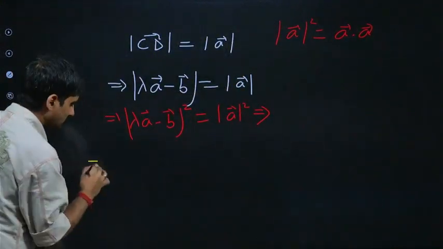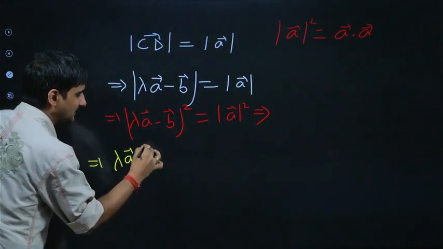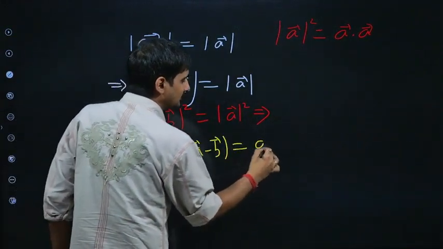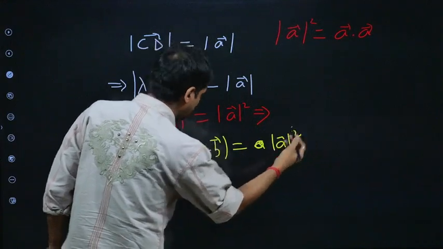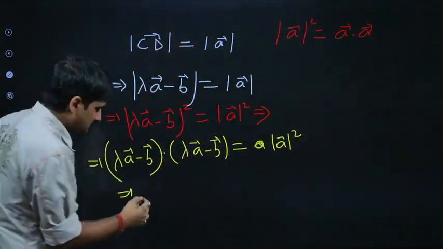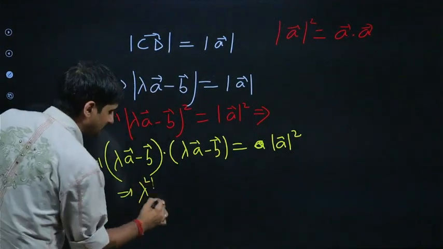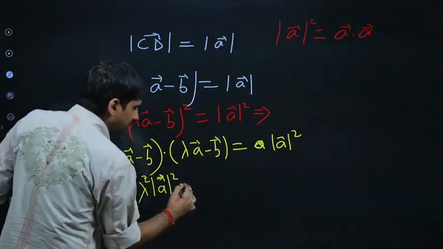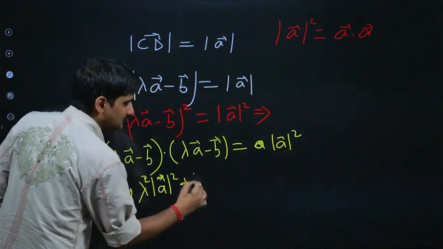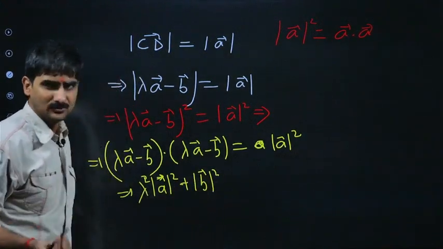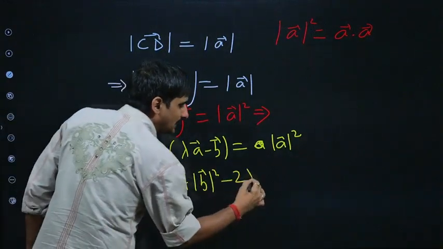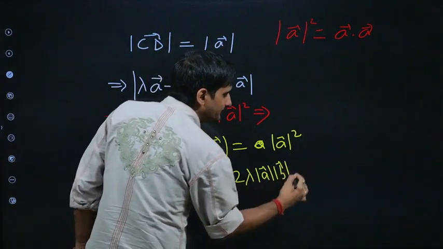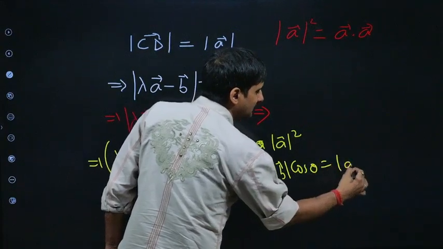Using it, we get (lambda times vector A minus vector B) dot (lambda times vector A minus vector B) equal to A dot A. Now just use it. Lambda squared times A dot A, which is mod A squared, plus B dot B, which is mod B squared, equal to mod A squared, and then minus 2 lambda A dot B. A dot B is magnitude of A, magnitude of B, cos theta, where theta is the angle between vector A and vector B.